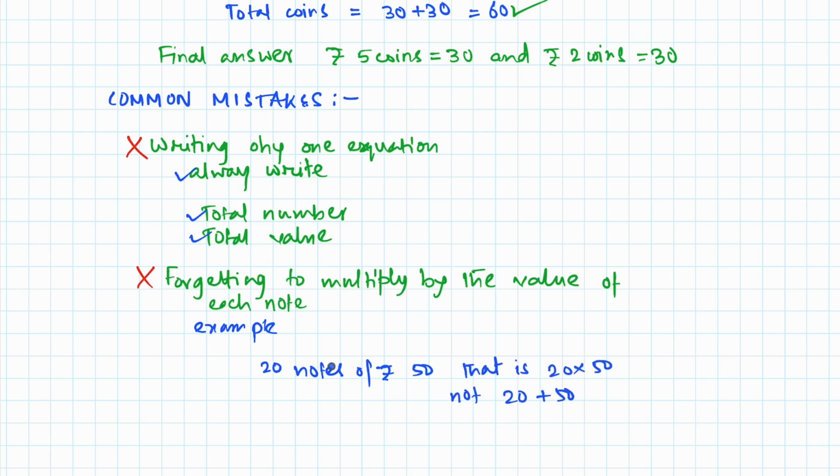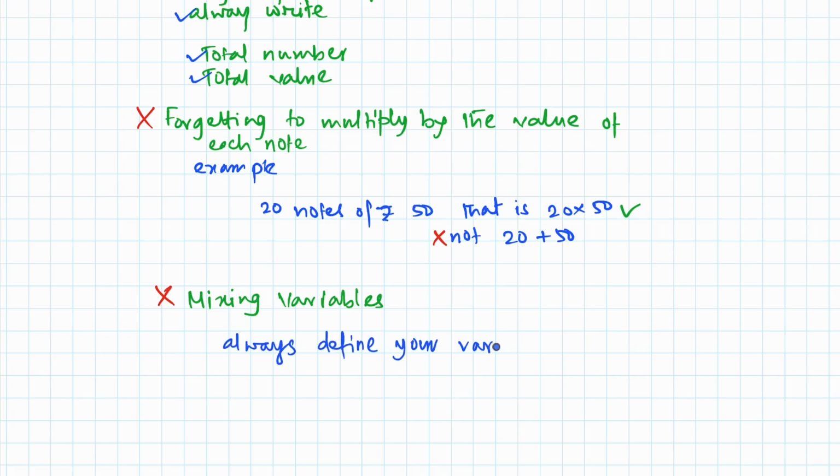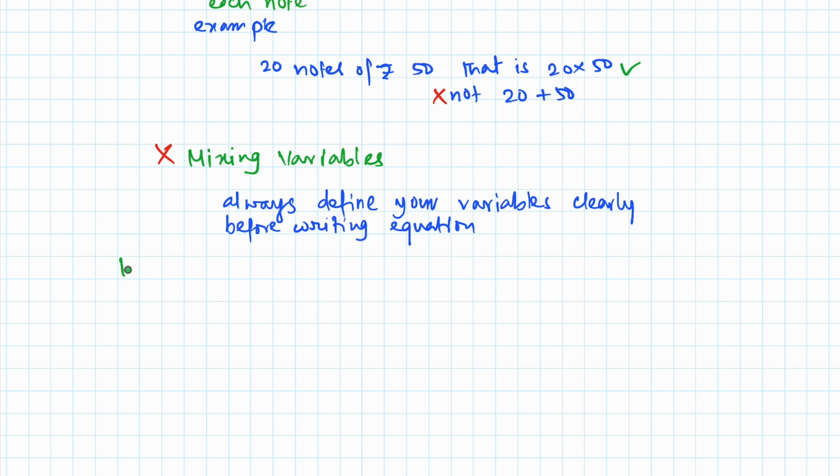For example, 20 notes of rupees 50, that is 20 into 50, and we should not write it as 20 plus 50. We often make these mistakes. Now, mixing the variables: always define your variables clearly and never mix the variable of one coin with another before writing the equations. So these are the important mistakes we make. So please take care of it while you solve the problem.